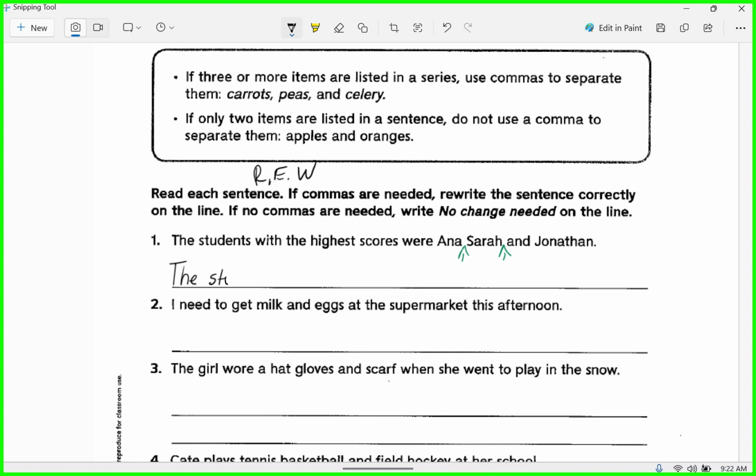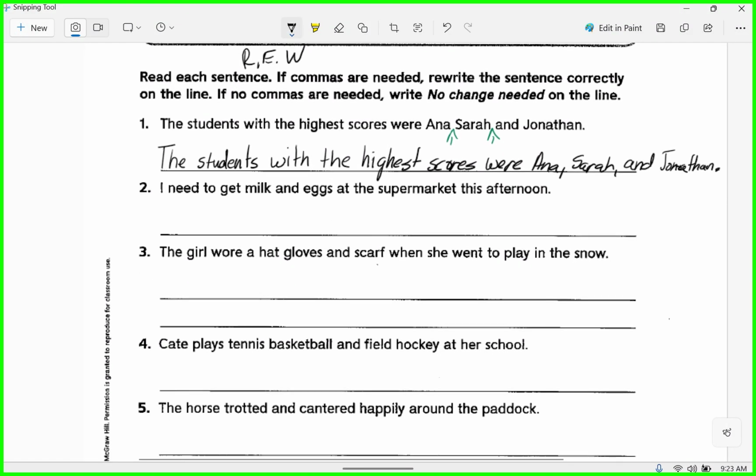Neatly. The students with the highest scores were Anna, comma, Sarah, comma, and Jonathan. Period. Right? We want to write neatly, small and accurately, right? All right, you guys understand what you're doing there?